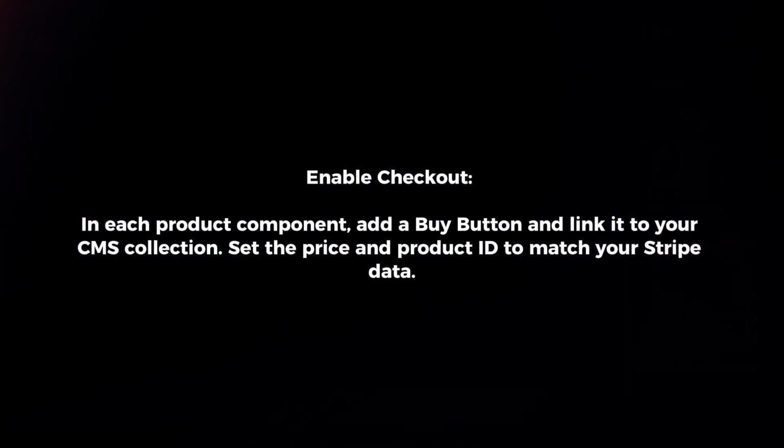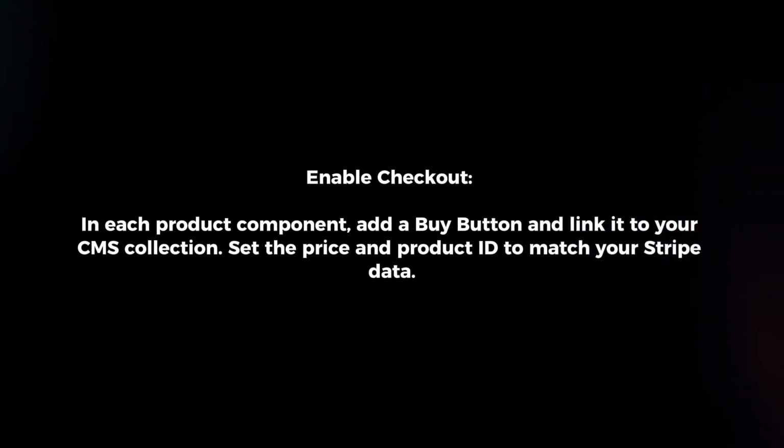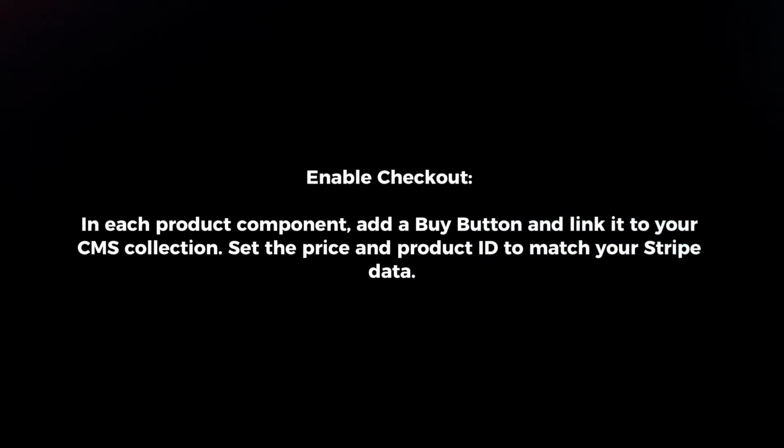Enable checkout. In each product component, add a buy button and link it to your CMS collection. Set the price and product ID to match your Stripe data.